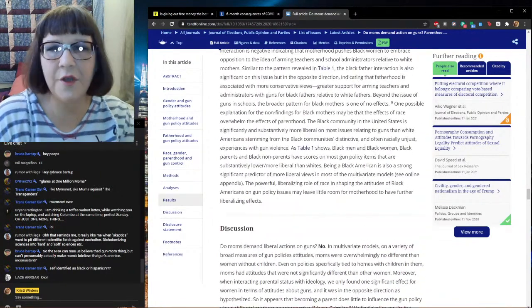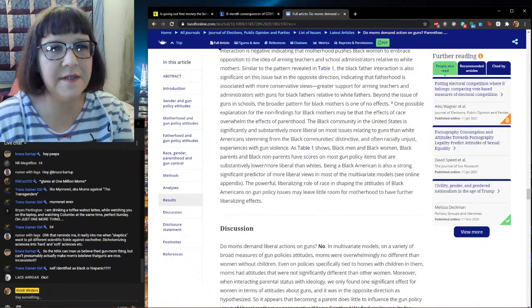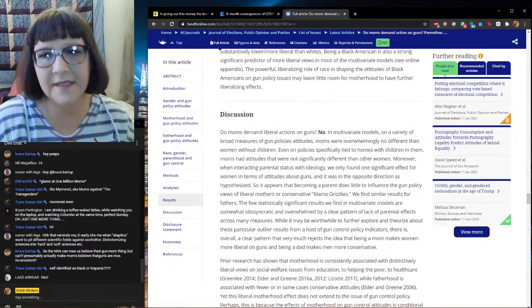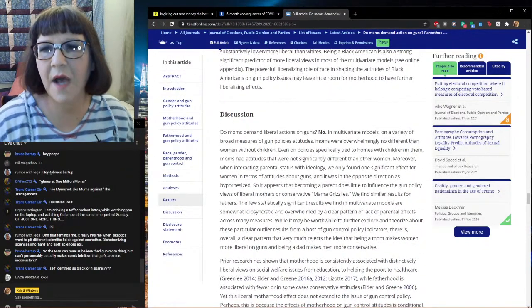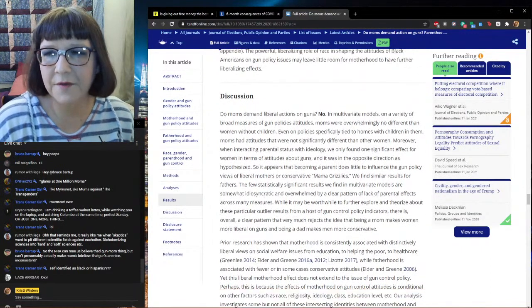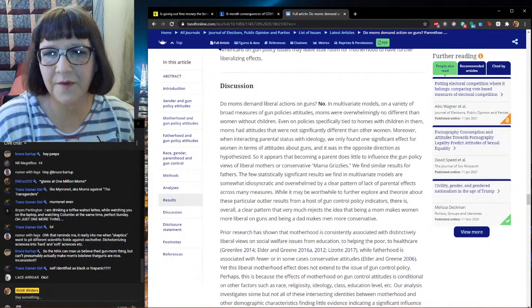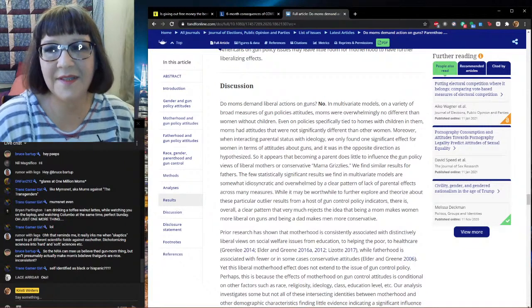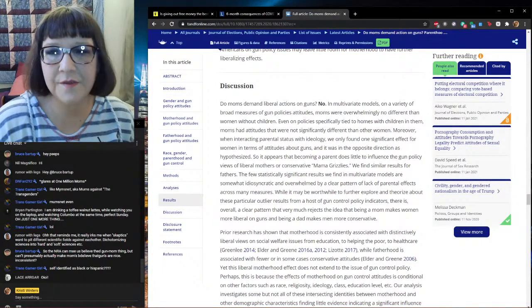All right, so after they go, here's our hypothesis 1, 2, 3, and 4, this is what we found, then there's a discussion. Step back. Do moms demand liberal action on guns? No. In multivariate models, on a variety of broad measures of gun policy attitudes, moms were overwhelmingly no different than women without children, even on policies specifically tied to homes with children in them. Moms had attitudes that were not significantly different from other women.